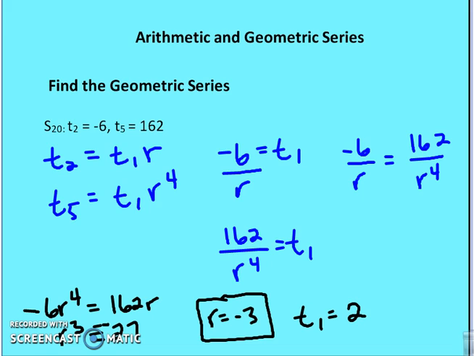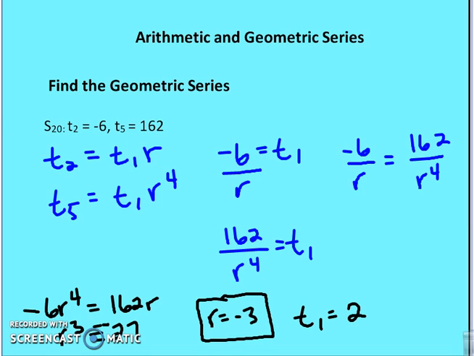So t sub 2 is equal to, in the formula, t sub 1 times r. t sub 5 is equal to t sub 1 times r to the fourth. So I can rewrite both of those equations for t sub 1. So t sub 1 for the first equation is equal to negative 6 over r. And the second equation, t sub 1 is equal to 162 over r to the fourth. If I set those two equations equal to each other, I end up with negative 6r to the fourth is equal to 162r. And then solving, r cubed is equal to negative 27. r is equal to negative 3. And I can simply back out t sub 1. Negative 6 divided by negative 3 ends up being equal to 2.